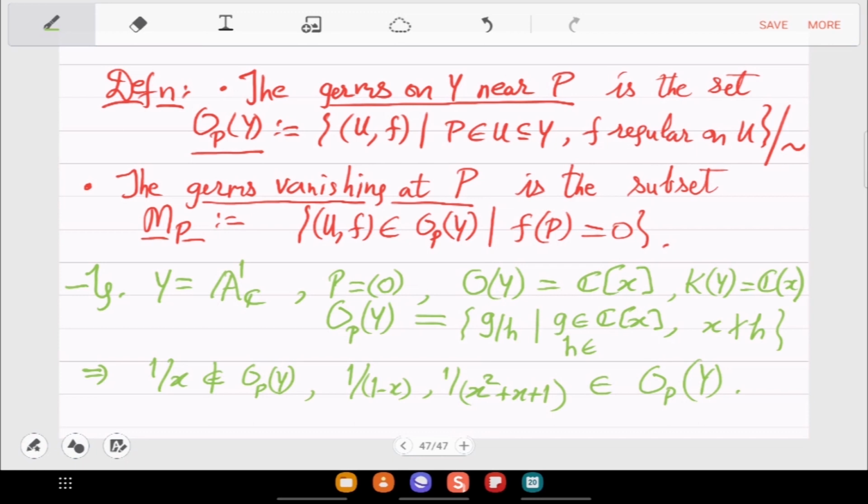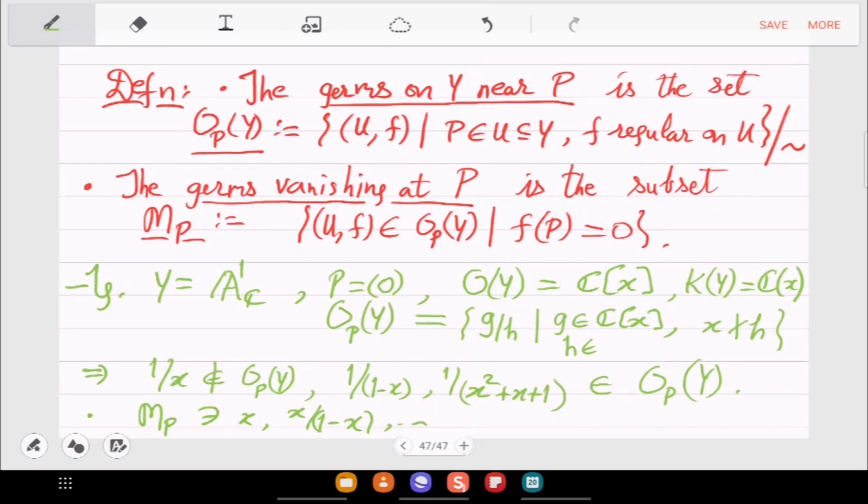And the germs which vanish, what's an example? So these will just be g's which are multiples. x should be a factor of g, right? So x g by h, that kind of thing. So x is there and x over 1 minus x is there and so on. So these are the germs.